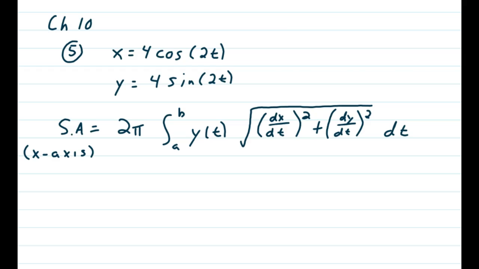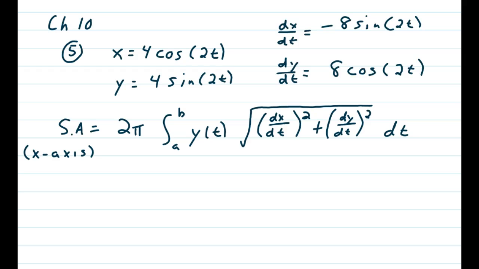So we're just going to plug things in. The first thing we need to do is find dx/dt. We look at x, and we use the chain rule to get dx/dt to be negative 8 sine of 2t. For dy/dt, again using the chain rule, we get 8 cosine of 2t. And now we're simply going to replace all the parts in this formula with all the parts we just discovered.